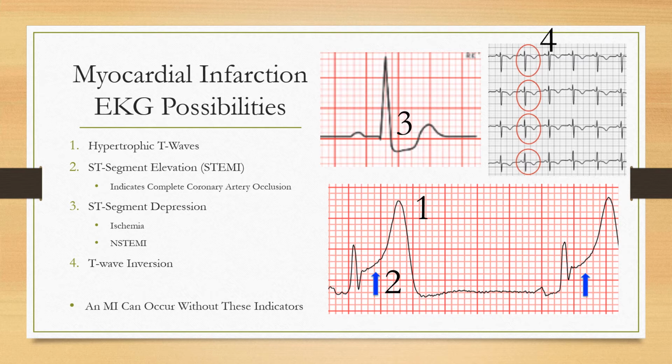Okay, so we'll move on from here. So remember, a STEMI, complete occlusion of the coronary artery. NSTEMI, critical occlusion of the coronary artery. Still a heart attack, but it shows up often with ST depression and T wave inversion, compared to a STEMI, hypertrophic T waves, and ST elevation.